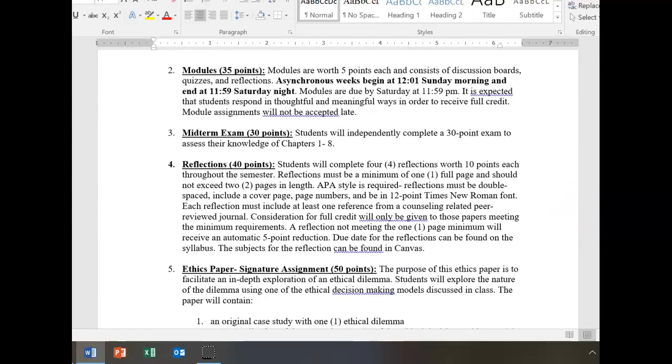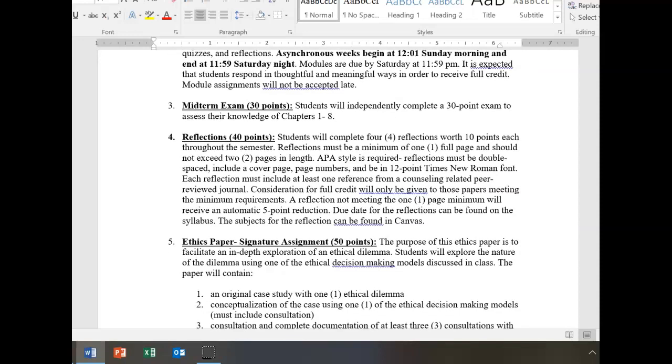Okay. Your modules, like I said, are 35 points each, and in the course calendar, you'll see the due dates. Those modules can be anything from a discussion board, a quiz, or just some sort of reflection. I will post them on Sunday. Sometimes I forget to publish it and it doesn't get opened until Monday, but even still, you've got plenty of time to get them done by Saturday at 11:59 of that week.